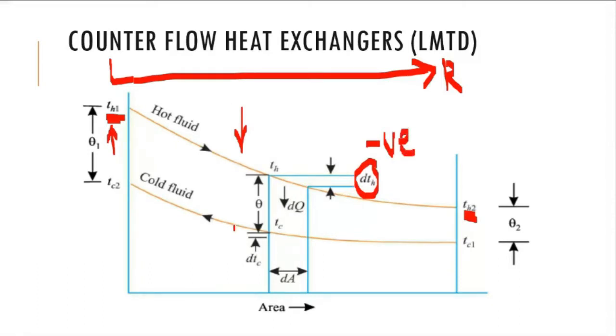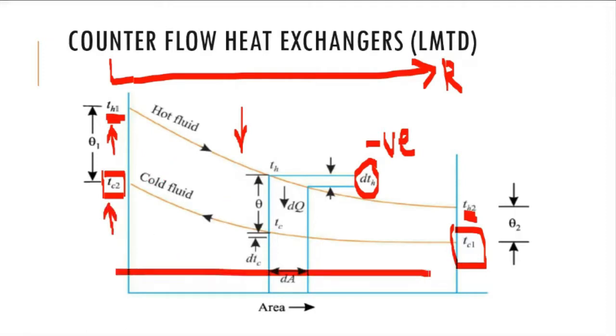Again, for the cold fluid, what is the temperature on the left side? TC2 is the temperature on the left side, and the temperature on the right side is TC1. Which value is higher, TC2 or TC1? TC2 is higher. So if I am moving from left to right, the temperature of the cold fluid is also dropping down. So this dTC value is also going to be negative. Is this part clear to all? Yes, sir.